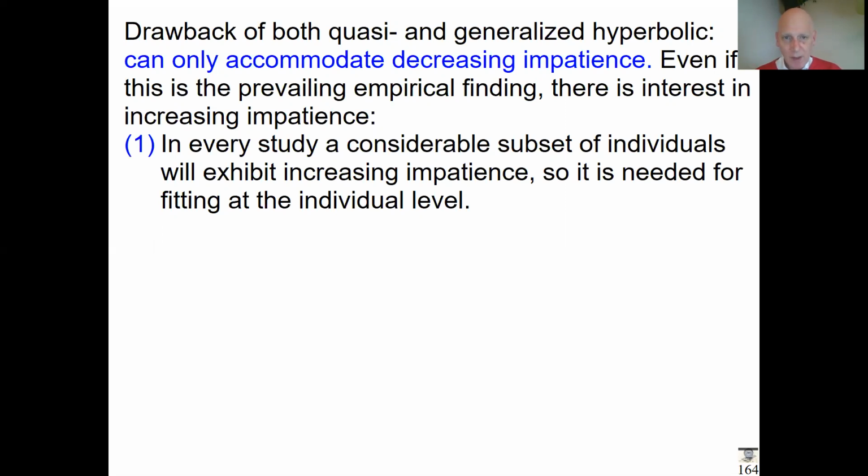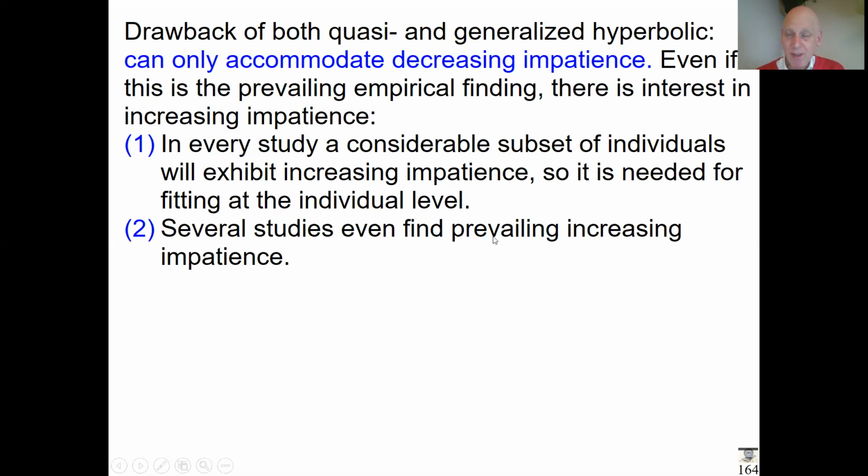In every study, you have a heterogeneous group of subjects. There's always a considerable part of the subjects who do have increasing impatience. Surely not everybody has decreasing. So if you do data fitting and 1/3 of your subjects don't fit, that doesn't work. So really you can't do this. There have even been quite some studies where not only many, but the majority of subjects have increasing impatience. So overall, decreasing impatience is prevailing, but in many particular situations, there's even more increasing than decreasing impatience.